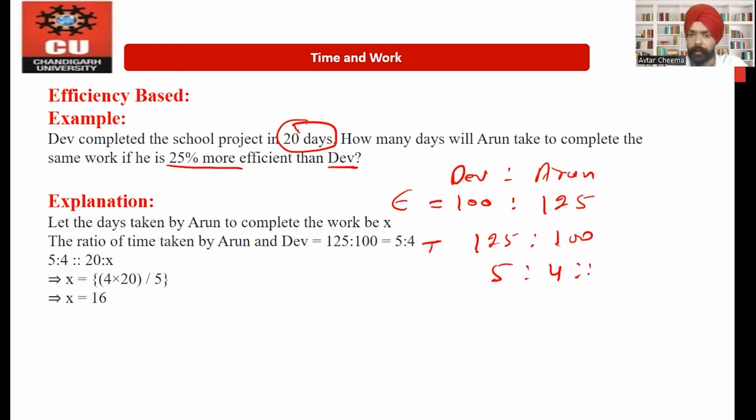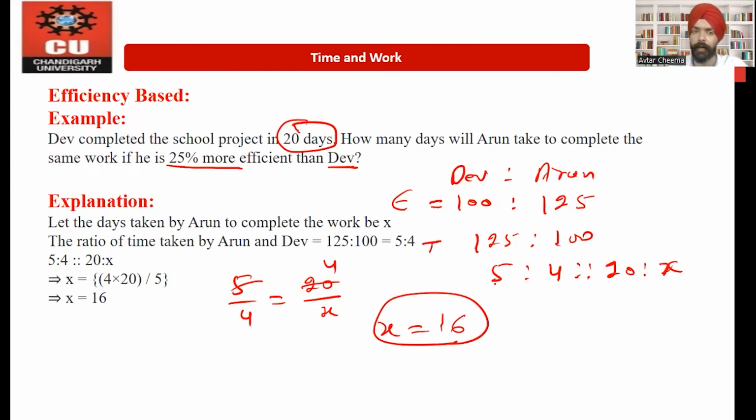But as they have given, the time taken by Dev is 20, and we have to find the time taken by Arun. We can take that as x because we don't know it. So now solve it: 5 divided by 4 equals 20 divided by x. 5 cancels with 20 is 4. 4 multiplied by 4 will be 16. So x is equal to 16. That means Arun can complete the work in 16 days.